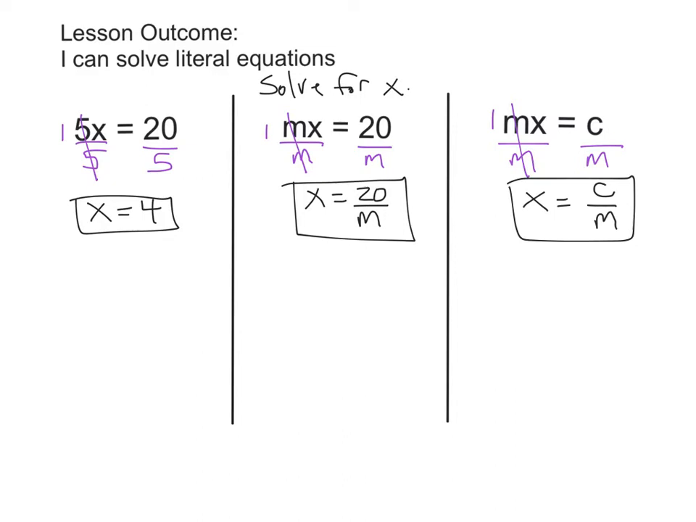Again, it's all about isolating the variable we're looking for. Isolate means to get alone. So if we're trying to solve for x, we're trying to get x alone. We got x alone, and we know that it's equal to this, even though that is not a number value. Let's try another example.